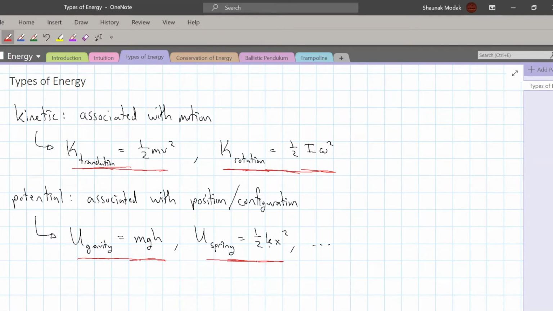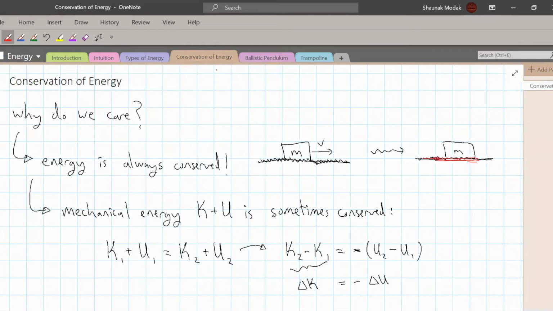So energy is mostly useful because it's conserved. So the reason we care about energy is because conservation of energy often allows us to solve problems that we're unable to solve or would be very challenging to solve just using forces and Newton's laws. For example, a block sliding on a surface with friction would lose kinetic energy as it slows down. But over time, that kinetic energy is transferred to the surface as heat. The energy is still present in the system as an increased temperature of the surface.